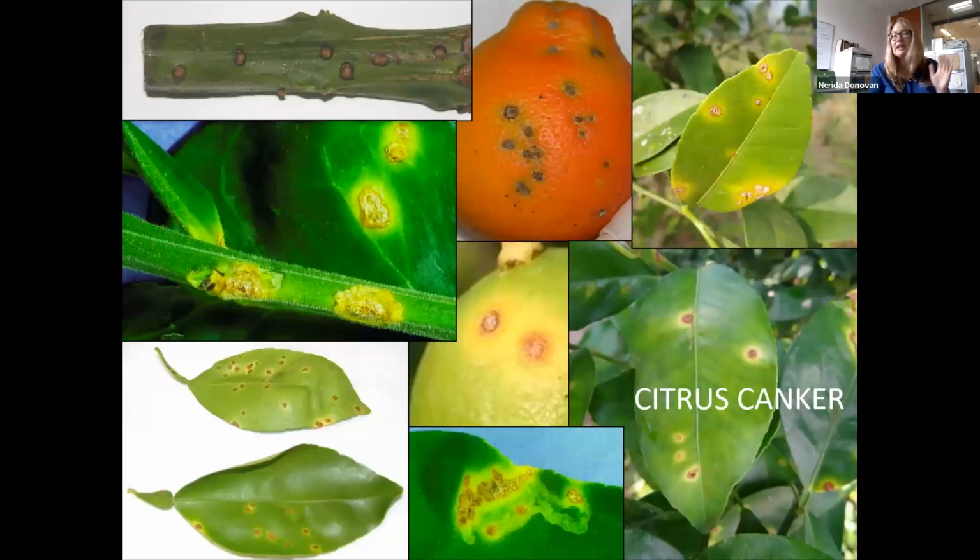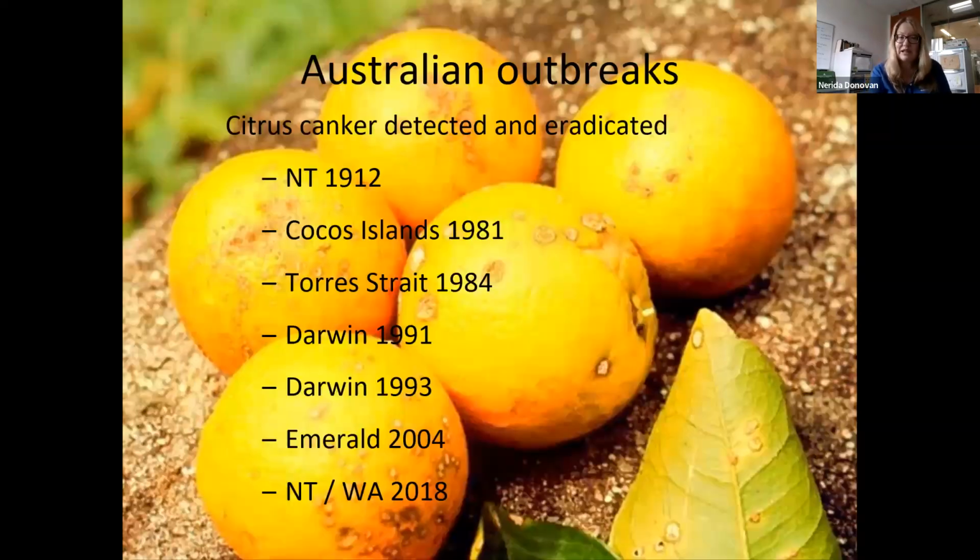And I'll just quickly mention citrus canker. It's not graft transmissible, but I mention it because it could be brought in. It's often present when material is smuggled in, and we have had so many different incursions of this bacterial disease that have all been eradicated. The most recent that you may remember was in the Northern Territory and Western Australia in 2018.